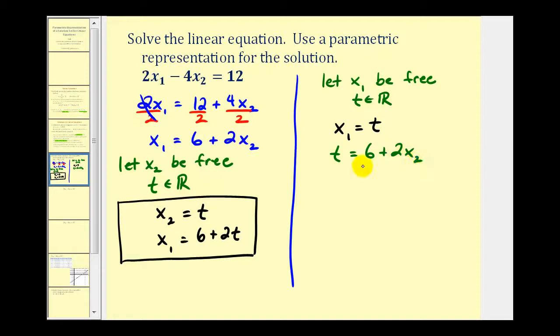Let's go ahead and do that. We'd subtract 6 on both sides. That would give us t minus 6 equals 2 times x sub 2. Divide everything by 2.